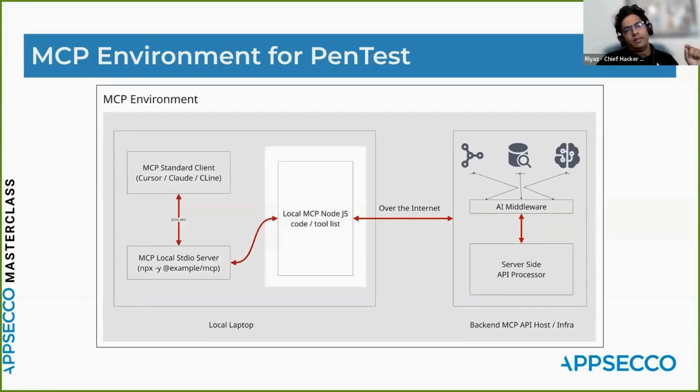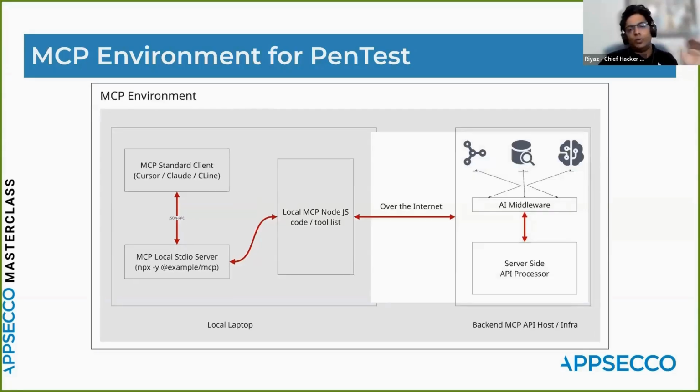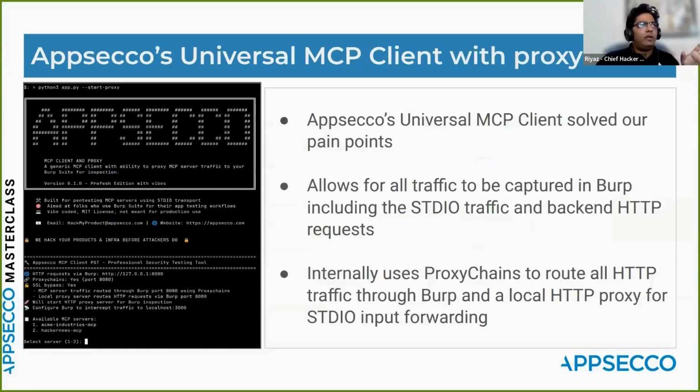Beyond this, there was the traffic the MCP local client was already sending to the Node.js MCP server, which then would make requests over the internet using HTTP API calls, right? So all of these three bits had to be captured for us. So we created the MCP client, right? This allowed us to capture the traffic between those two endpoints, the STDIO traffic, as well as the HTTP traffic in the backend.